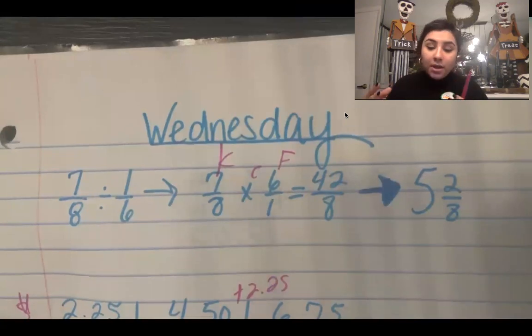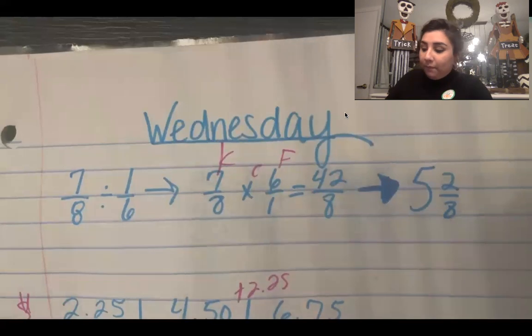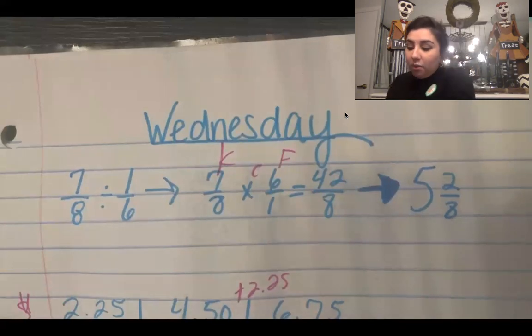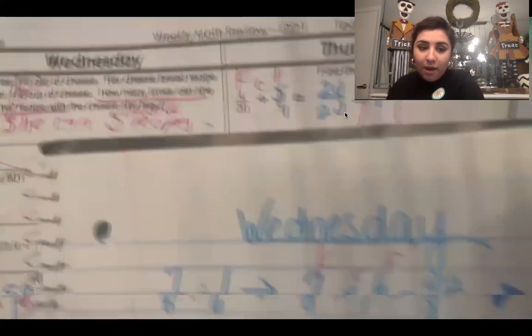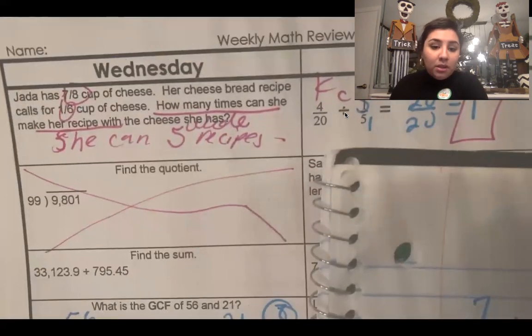So how many whole times can she make this recipe? Since it's a word problem, I would write my response back in word problem form. She can make 5 whole recipes.